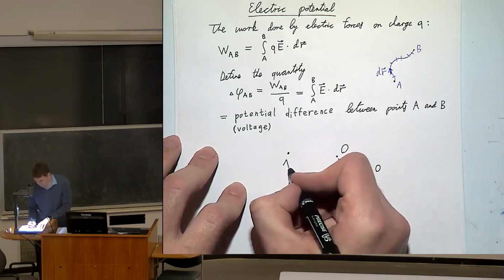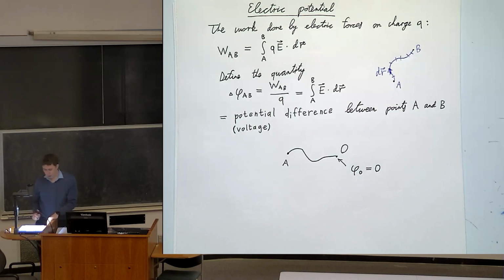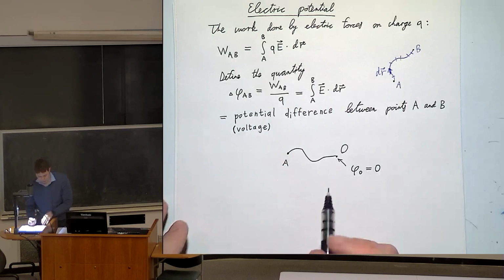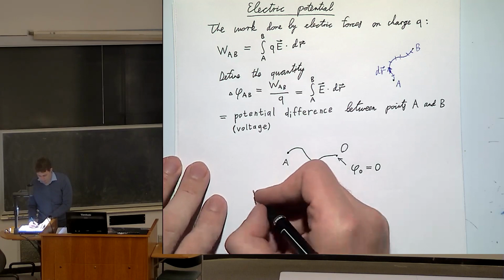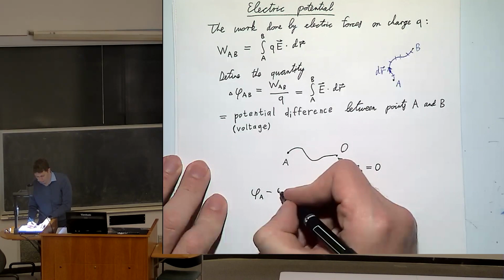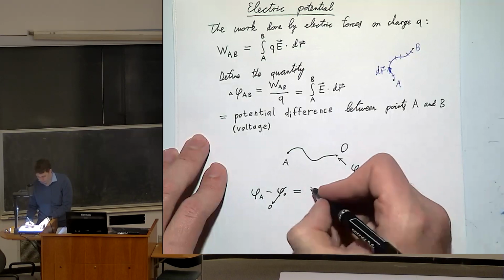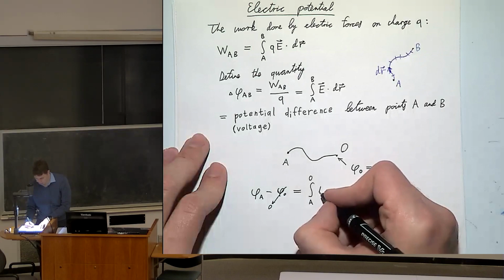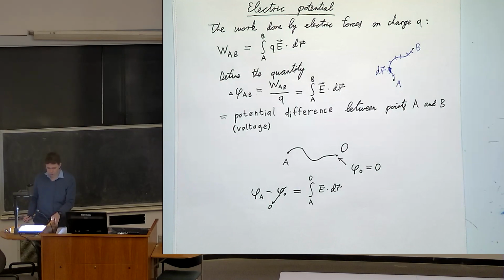So let's say there's this point A somewhere. Then the potential difference between A and O is given by this formula here, and it's going to be phi A minus phi O, which is 0, given by the integral from A to O of E dot dr.